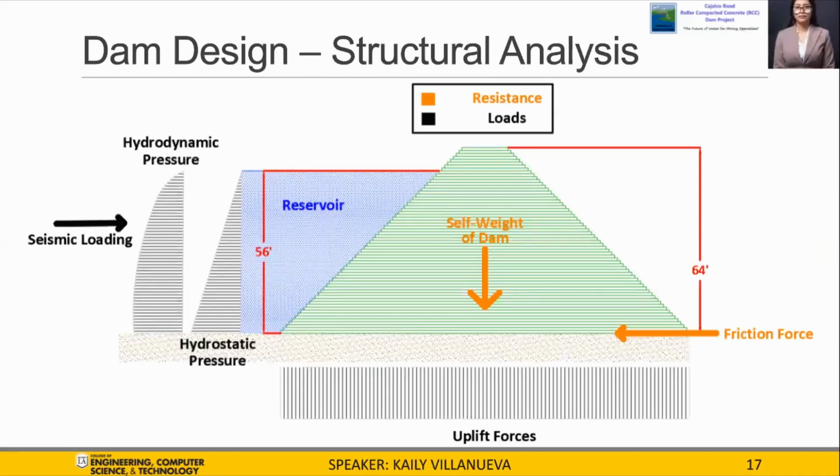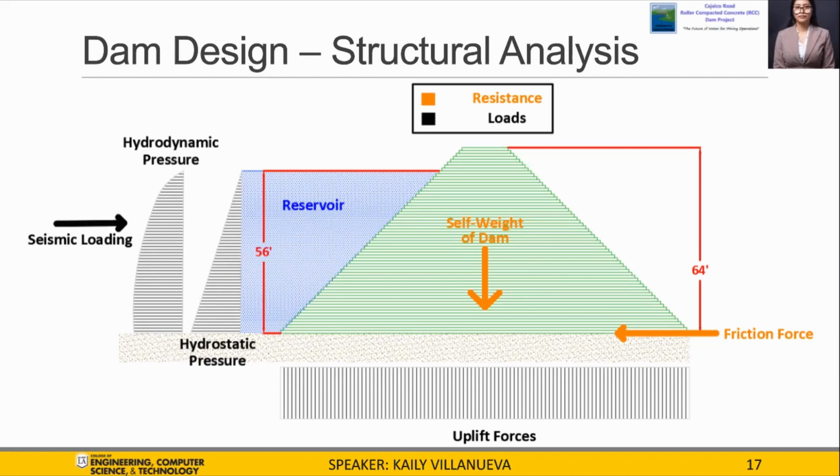The forces acting on the dam are the external water pressure, the seismic forces, and the uplift forces due to the penetration of the water into the porous material at the dam's base. The resistance mechanism is constituted by the self-weight of the dam and the base friction. Based on the reservoir water demand from natural sources, the height of the reservoir's water level is 56 feet with a freeboard of 8 feet, making the total height of the dam 64 feet.